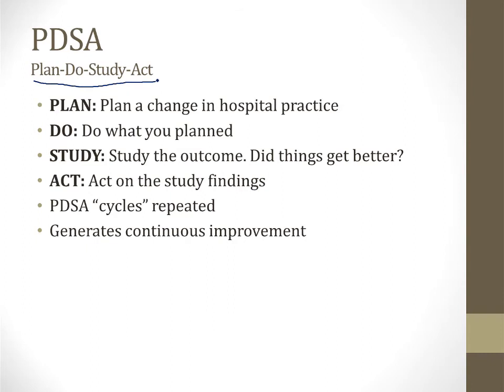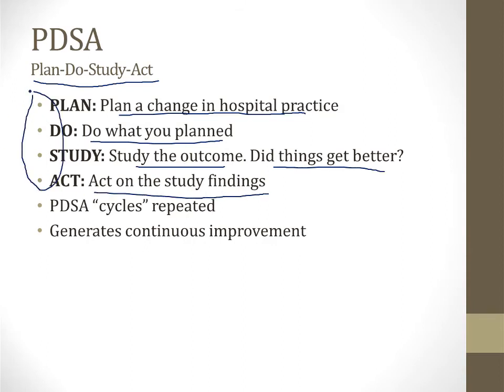So, if, for example, you want to improve the quality at an institution, a PDSA approach would suggest that you first plan a change in hospital practice, then you do what you planned, then you study the outcome to see if things got better, and then you act based on the findings, and then you repeat the PDSA cycle. So, cycles are done over and over, and the point is to generate continuous quality improvement.